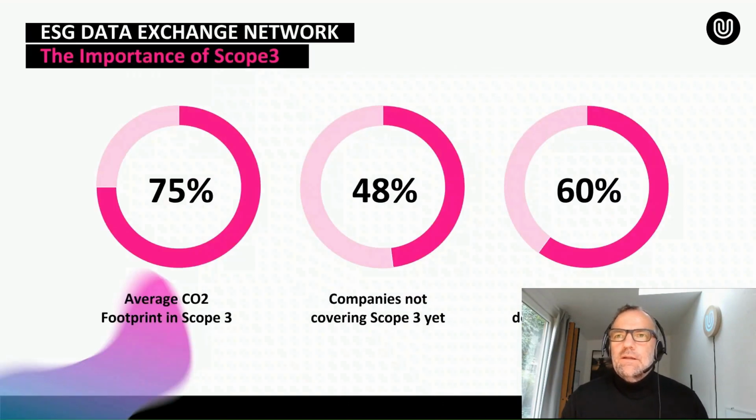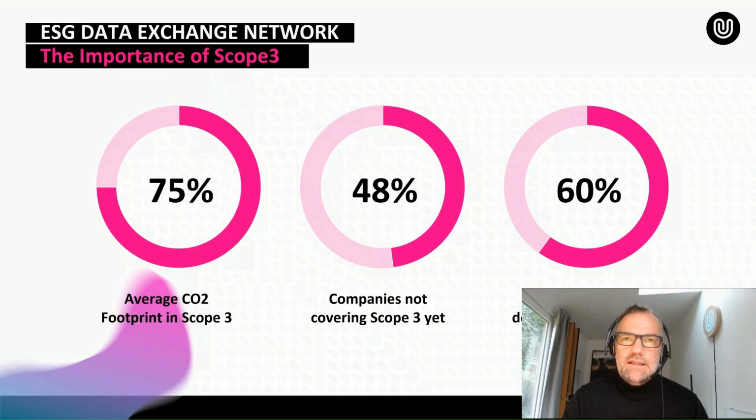Why is this important? If we look at the data from the Carbon Disclosure Project here, we can see that 75%, sometimes even 80 or 90% of a company's total emissions are in this Scope 3. So it is extremely important to address this block of emissions if you want to achieve any effects.